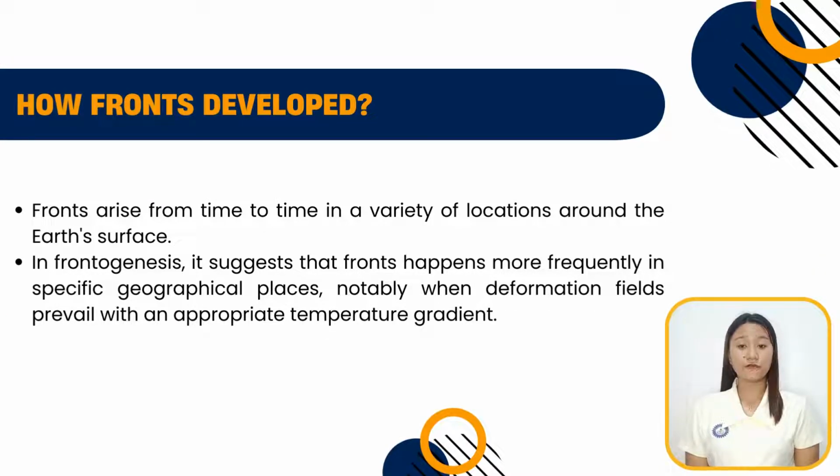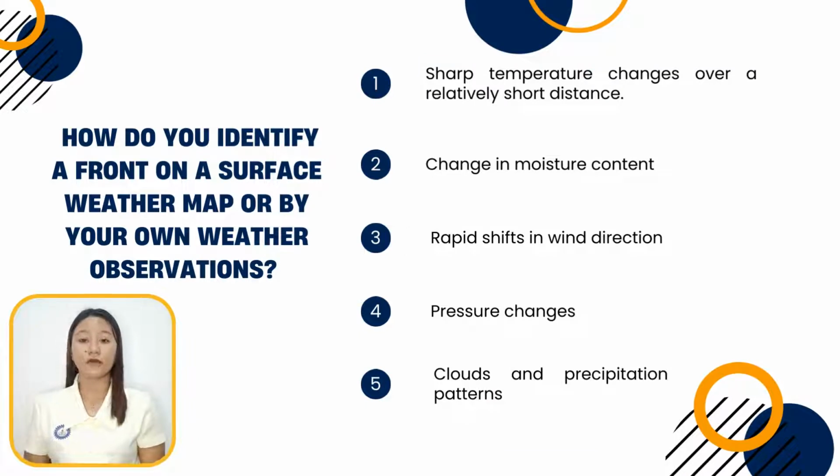So, how do you think fronts develop? Fronts arise from time to time in a variety of locations around the Earth's surface. However, what has been mentioned about frontogenesis suggests that the development of fronts happens more frequently in certain geographical places, notably when the formation fields prevail with an appropriate temperature gradient. So, as I've said earlier, fronts occur in different geographical places.